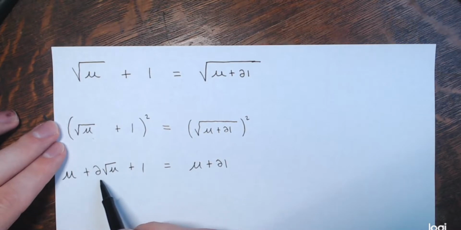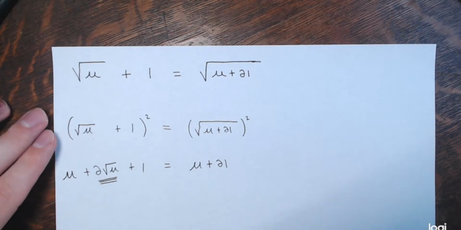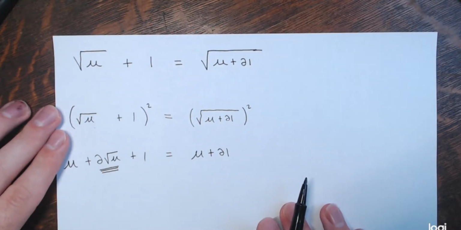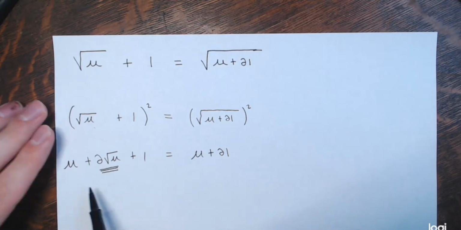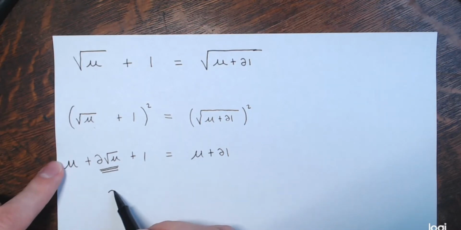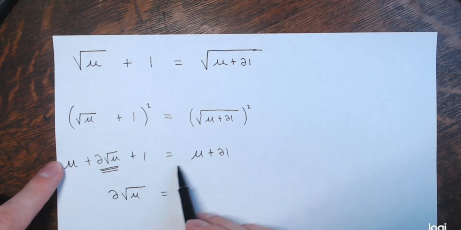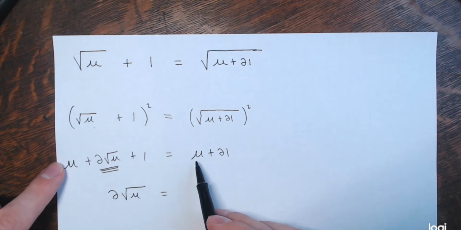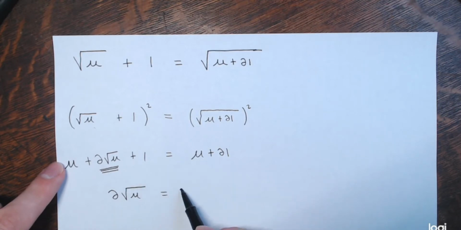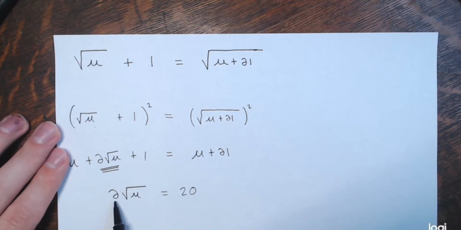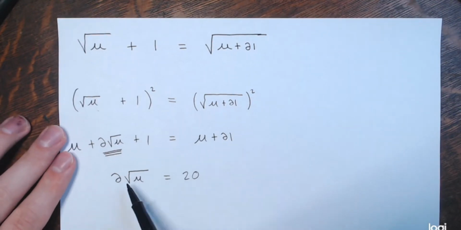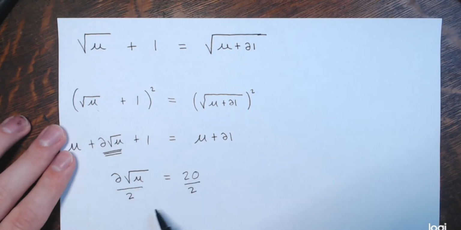And then I would like to get this alone. This 2 times the square root of u term, that radical term, I'd like to get that by itself. So I'm going to subtract u, subtract 1. We get 2 times the square root of u equals, now when I subtract u, u's are gone, and subtracting 1 gives me 20. And again, I have a nice thing where I can just divide both sides by 2 if I don't like the 2 here. So I divide both sides by 2, giving me the square root of u equals 10.